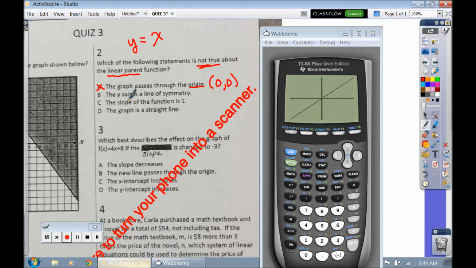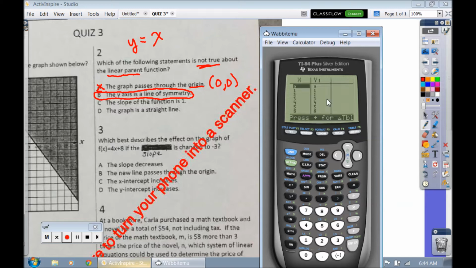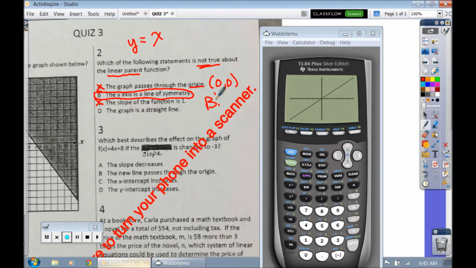Look at letter B. The y-axis is a line of symmetry. That is false. If you fold that graph along the y-axis, the two parts of the line are not going to be overlapping perfectly on top of each other. And you could look here, the slope of the function is 1. It's the number in front of x. There's a 1 in front of x, or you can see here in the table 1, 1, 2, 2, 3, 3, 4, 4. It's up and over 1. The graph is a straight line. Of course the graph is a straight line. So the not true is answer choice B.